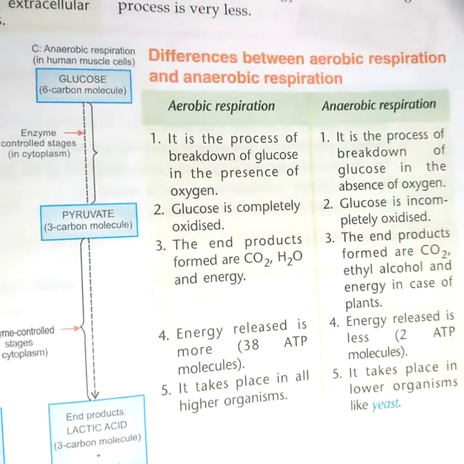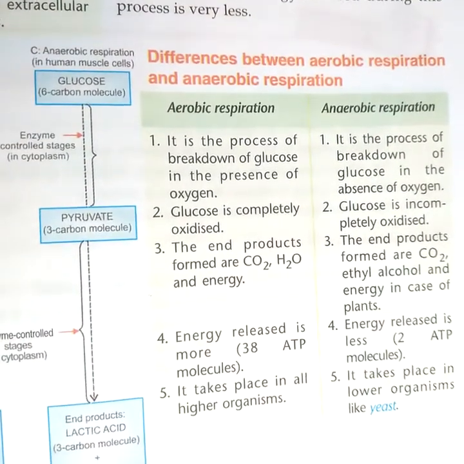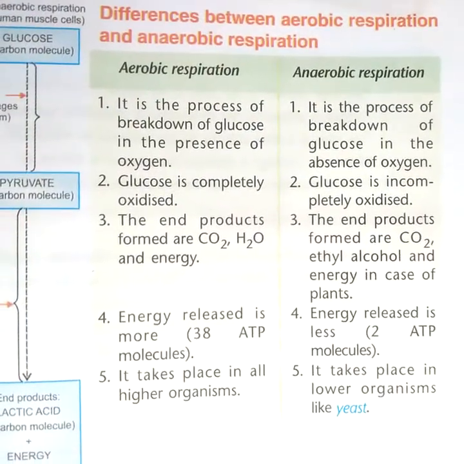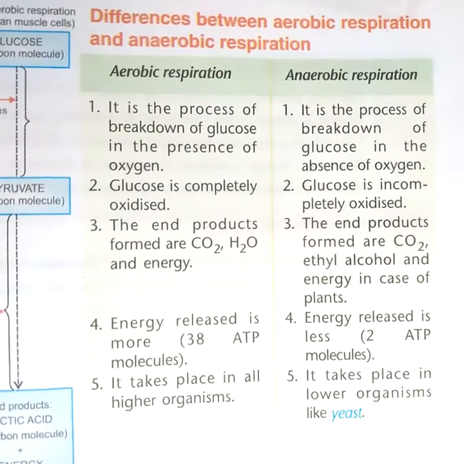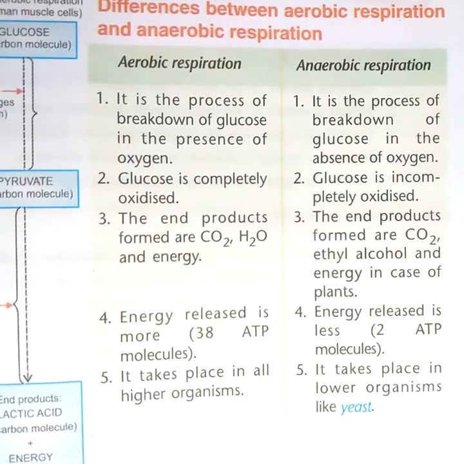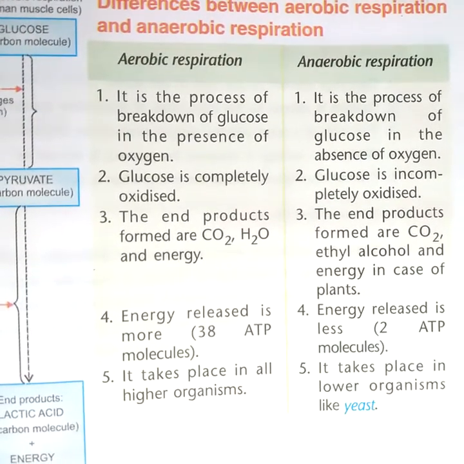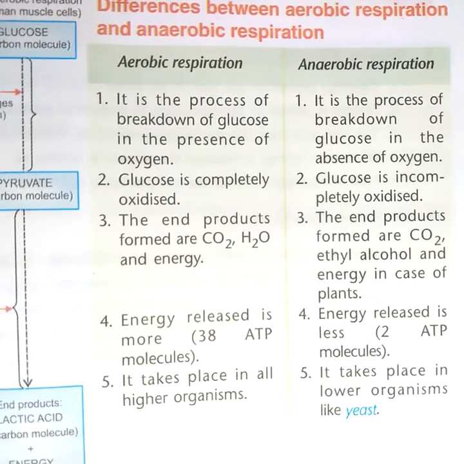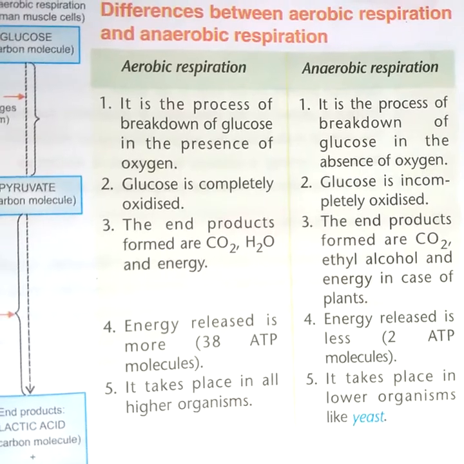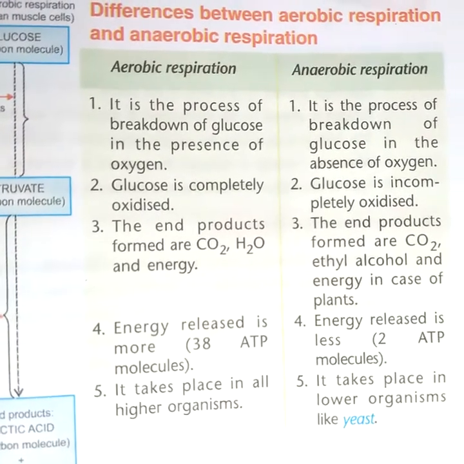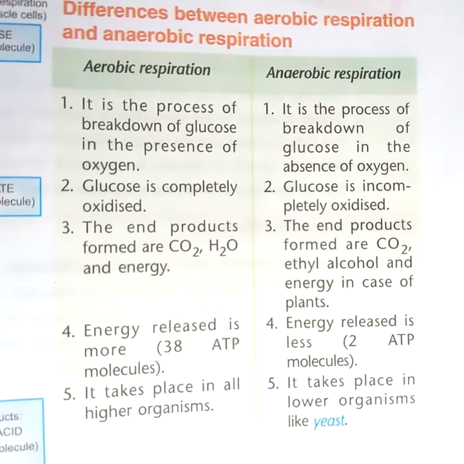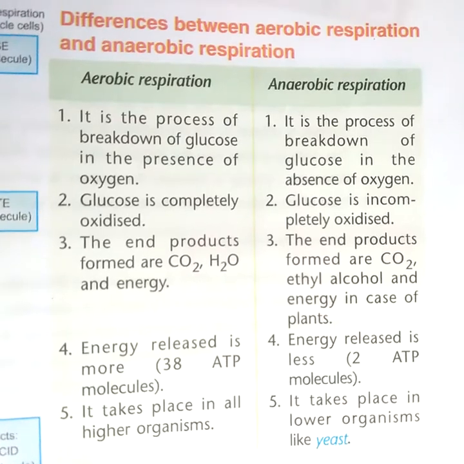So from this aerobic and anaerobic respiration, you all have understood. So now you can write on your own what are the differences between aerobic and anaerobic respiration. So we'll go one by one. Point number 1, aerobic respiration. It is the process of breakdown of glucose in the presence of oxygen. Anaerobic respiration, breakdown of glucose in the absence of oxygen. Number 2, here glucose is completely oxidized, and in anaerobic respiration, glucose is incompletely oxidized.